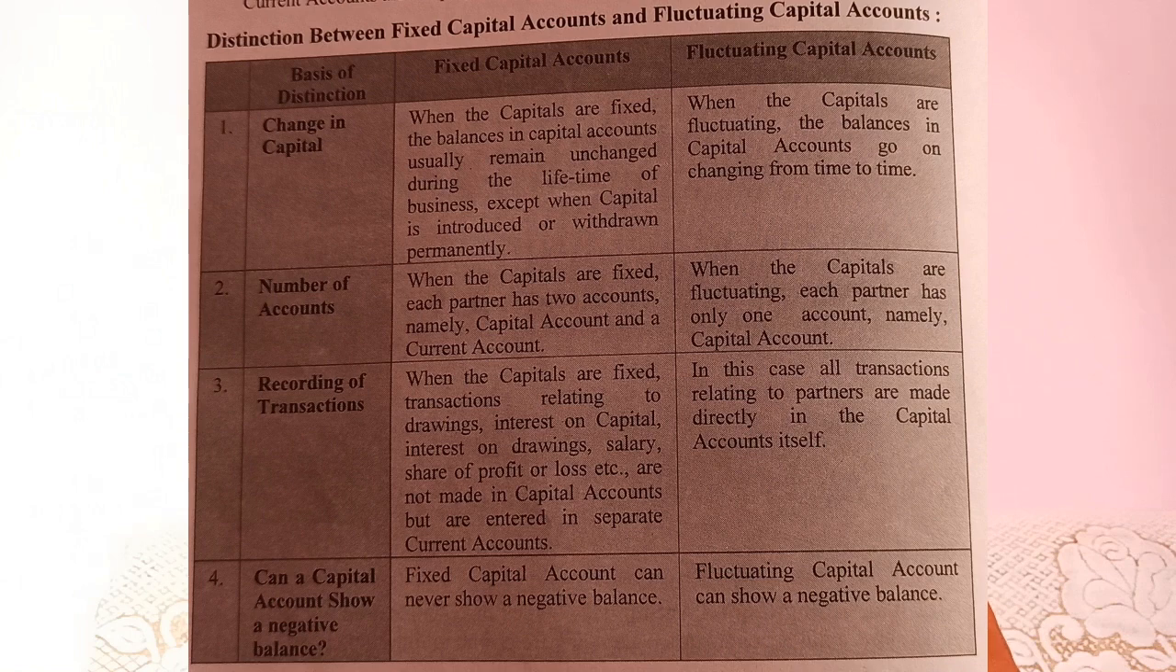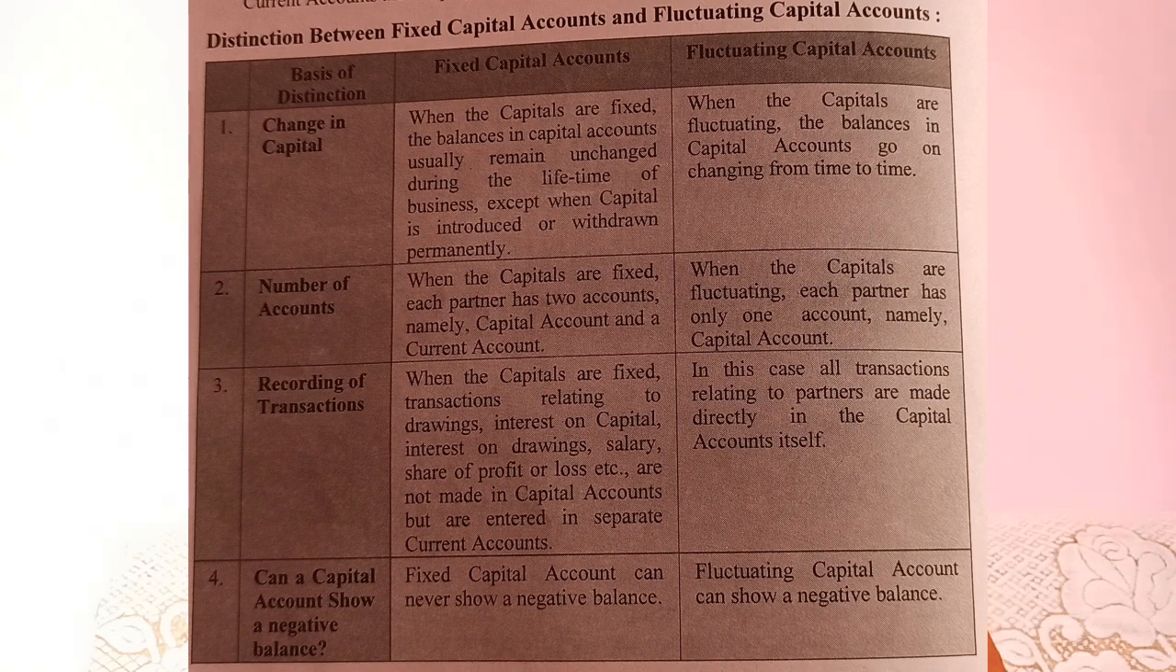Now, between the fixed capital and a fluctuating capital, some differences are given in this table. The first difference: when the capitals are fixed, the balance in a capital account usually remains unchanged during the lifetime of the business, except when the capital is introduced or withdrawn permanently. In fluctuating capital, the balance in the capital account goes on changing from time to time. Next, number of accounts.